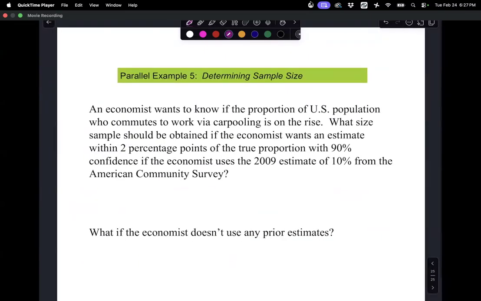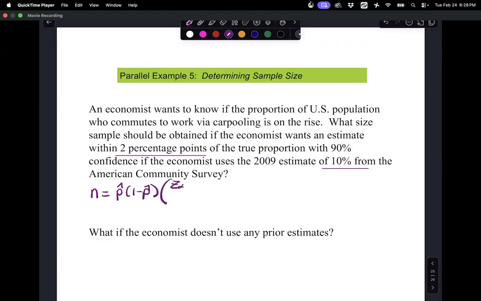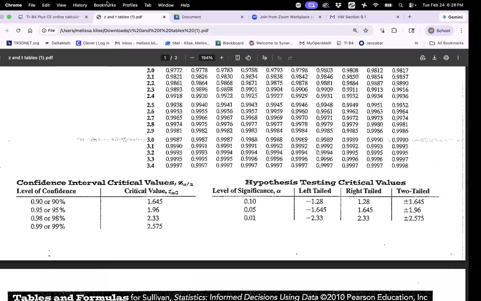I'm going to have you do the first one, and then we're going to do it again, because we're going to do it with a prior estimate and with no prior estimate. What size sample should be obtained? The economist wants to estimate within 2 percentage points of the true proportion with 90% confidence if the economist is using a 2009 estimate of 10% from this survey. So remember, this is the formula. And 90% is 1.645.